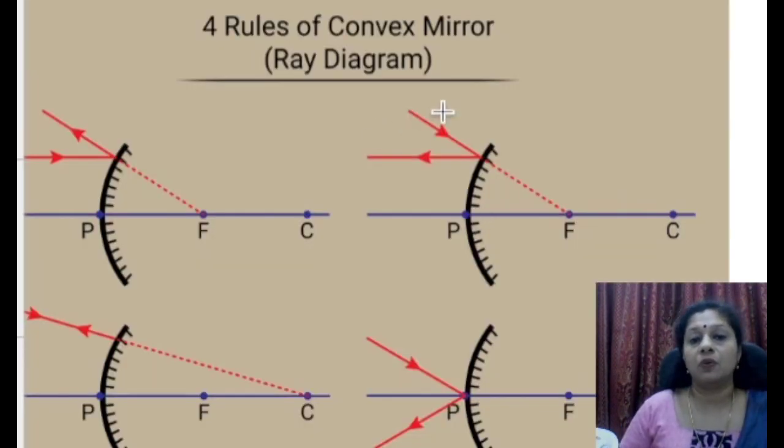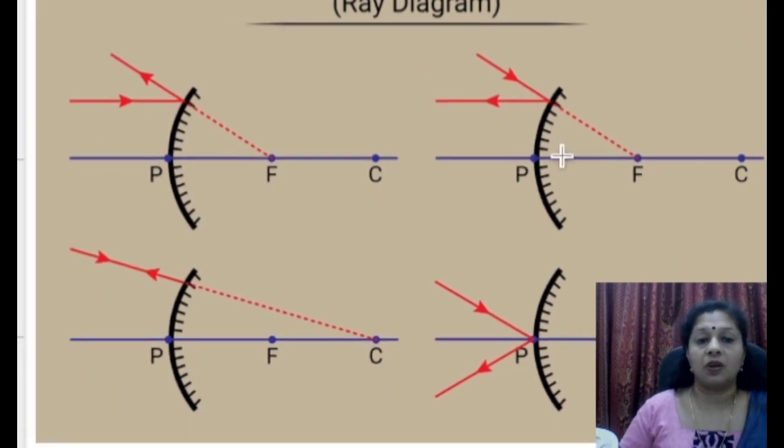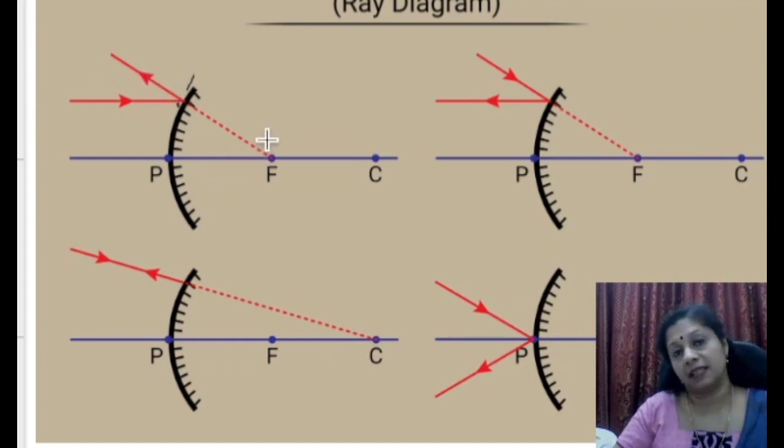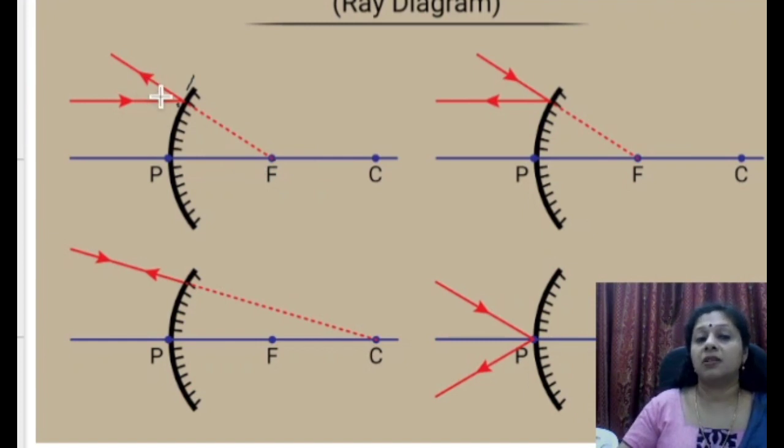Same way we follow rules for convex mirror also. More or less the same, but the only difference is, if it is coming parallel to the principal axis, after reflection it appeared to emerge from the focus, because we are seeing only this side, right? These dotted lines we can't see because it is the other side of the mirror. So we imagine or assume that it has started from the focus, okay? Because it is directed towards the focus, it's coming from the focus.